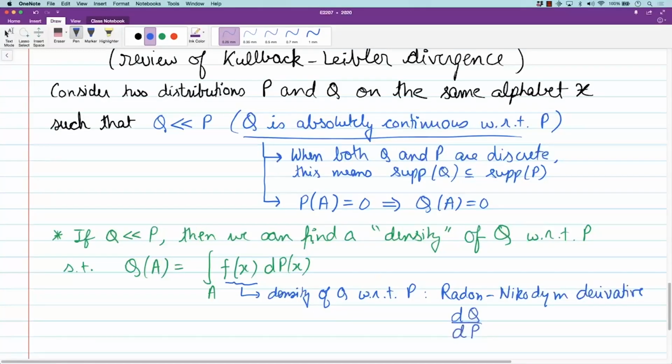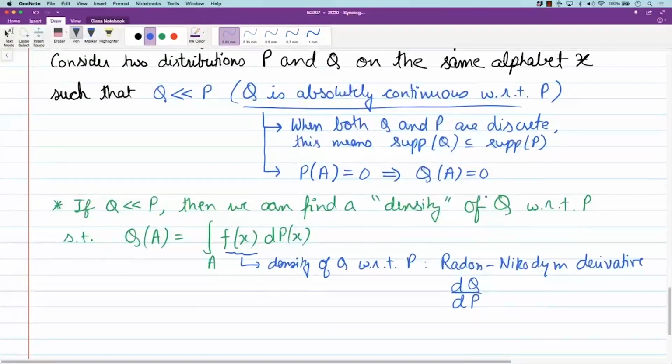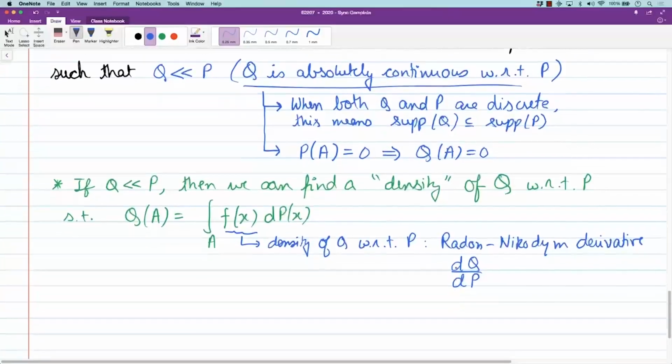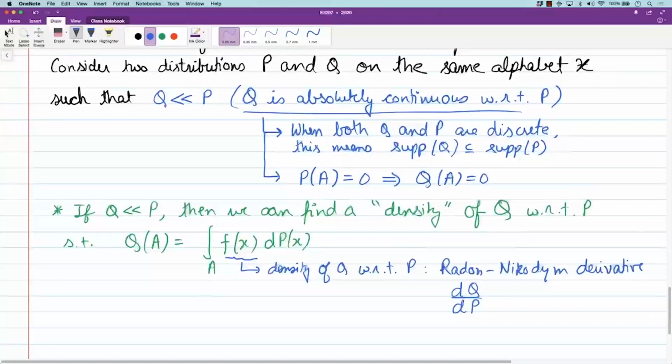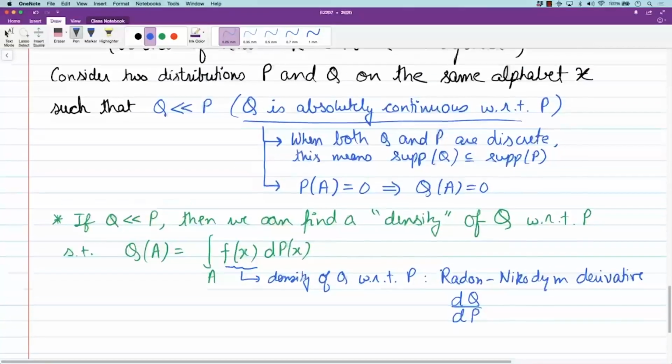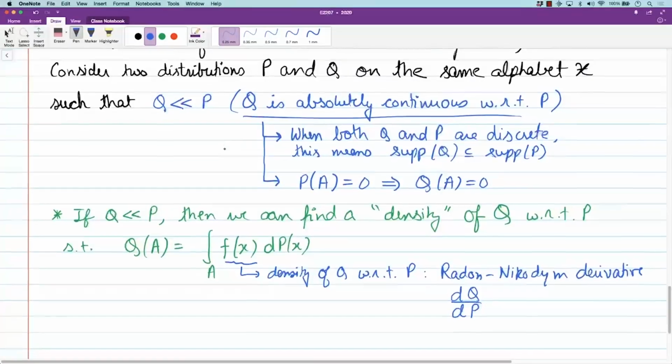Okay. So for the discrete case, this is just the ratio of the two PMFs. And for the continuous case with density, if both P and Q have density with respect to, let's say, the Lebesgue measure, then this is the ratio of those densities. And in general also this guy exists. Okay. So we can define this Kullback-Leibler divergence for any two distributions Q and P such that Q is absolutely continuous with respect to P.